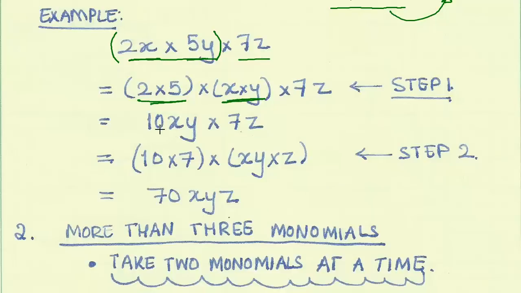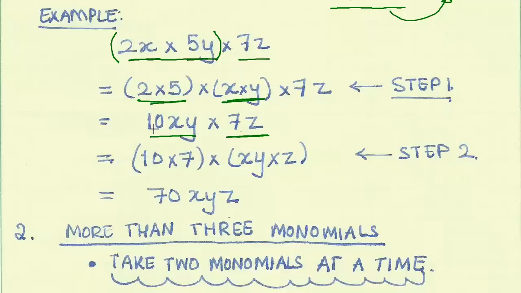So the result of the first step is 10xy multiplied by 7z. As you can see, instead of three monomials, now we have two monomials, and this 10xy is the product of the first two monomials, that is 2x multiplied by 5y. In the second step, we multiply these two monomials again, that is 10xy multiplied by 7z, to get the final answer.